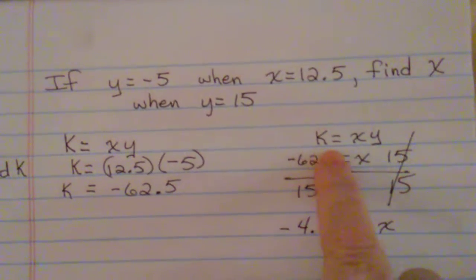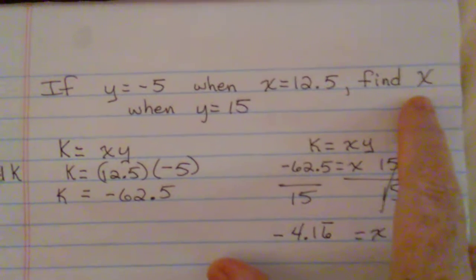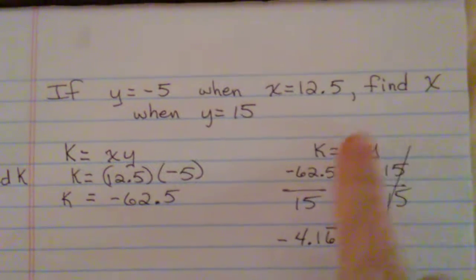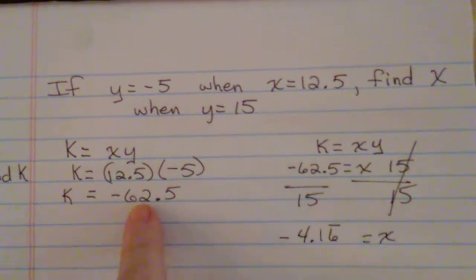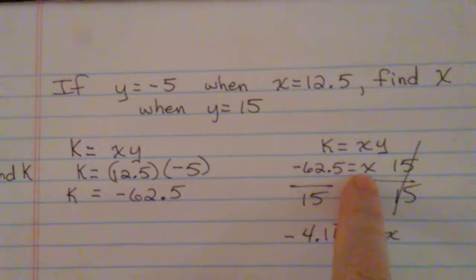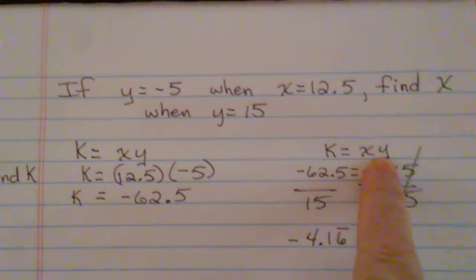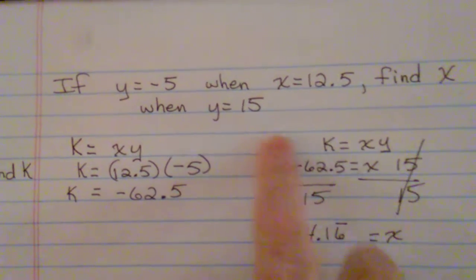Now let's go over here, and I'm going to write my equation again, and this time they want me to find x. So what I'm going to do is substitute in -62.5 for k. I don't know what x is. That's what I'm looking for. And y this time is 15.